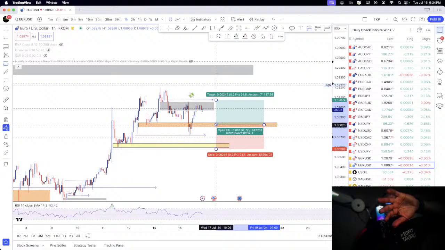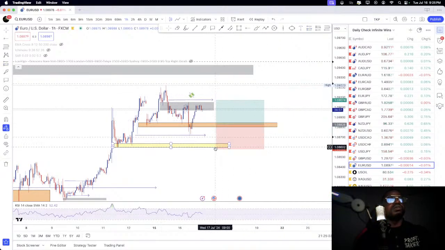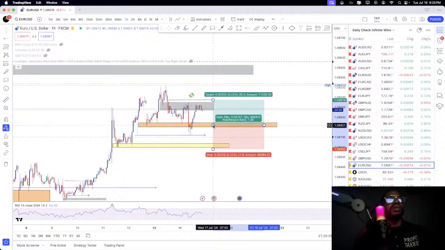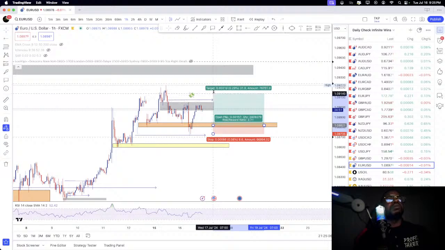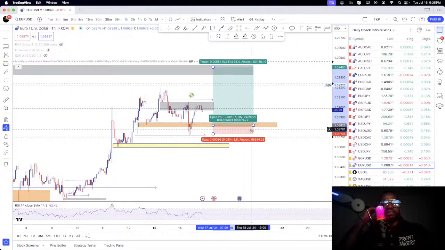And let's look to see how price shapes up from the lows. If we were to enter in right here with a stop loss here. Okay, cool. So this trade gives us a 1 to 6.79.